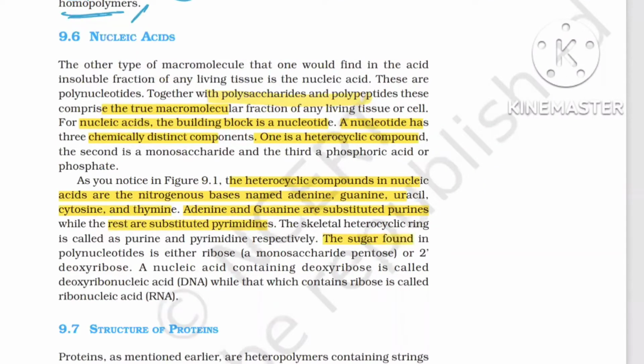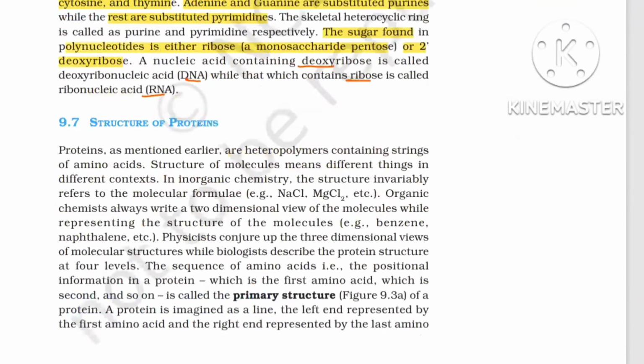The sugar which is present in the polynucleotide is ribose, means it's a pentose sugar. Or if at the 2nd position oxygen is not there, then we say deoxyribose. So RNA will make use of the ribose sugar and DNA will make use of the deoxyribose. So one is a heterocyclic compound and second is monosaccharide, clear. 3rd component is phosphoric acid, and phosphoric acid is esterified. So nucleic acid which has deoxyribose sugar is called DNA, which has ribose sugar is called RNA. So I think this paragraph, if you check, is also clear.